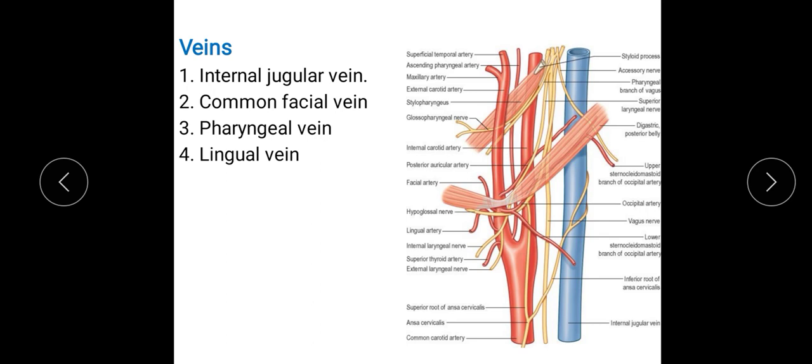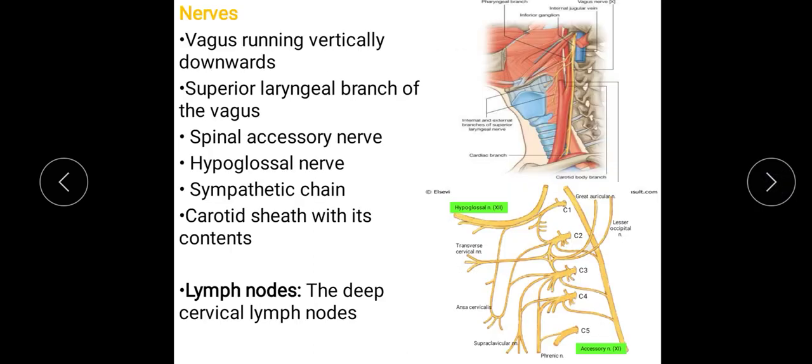Then the veins. Veins are the internal jugular vein, common facial vein, pharyngeal vein, and the lingual vein. Then the nerves. Nerves are the vagus, which runs vertically downward, and this one is the superior laryngeal branch of the vagus nerve. Then the spinal accessory nerve, the hypoglossal nerve, the sympathetic chain, and the carotid sheath with its contents. Another content is the deep cervical lymph nodes. These are the contents of the carotid triangle.